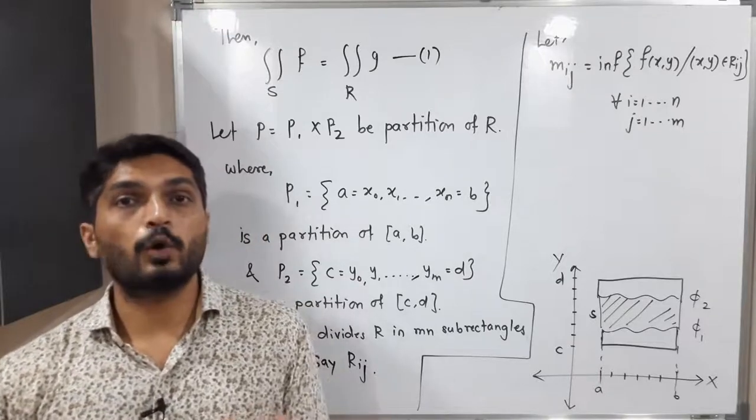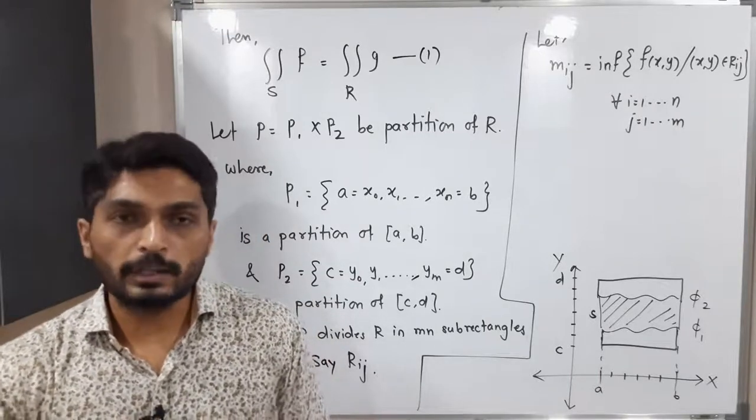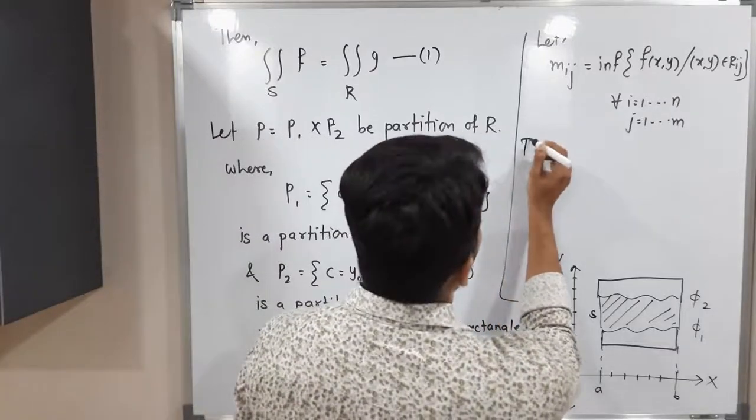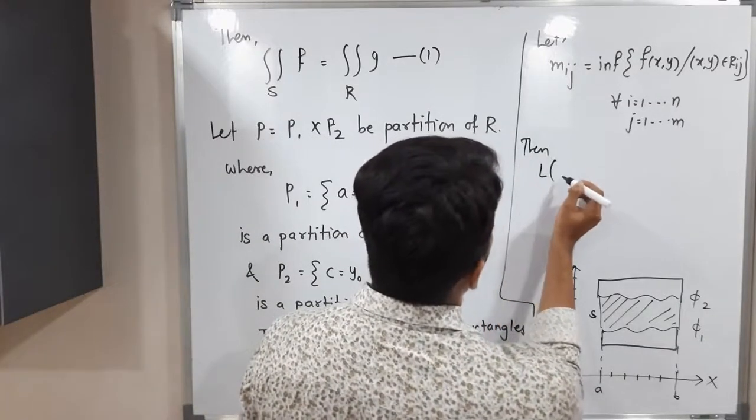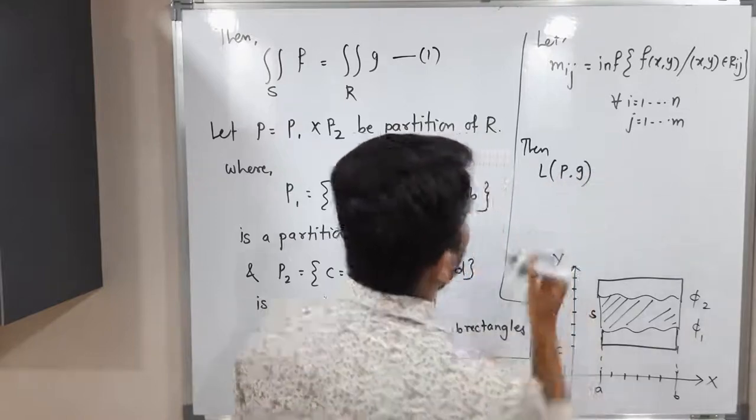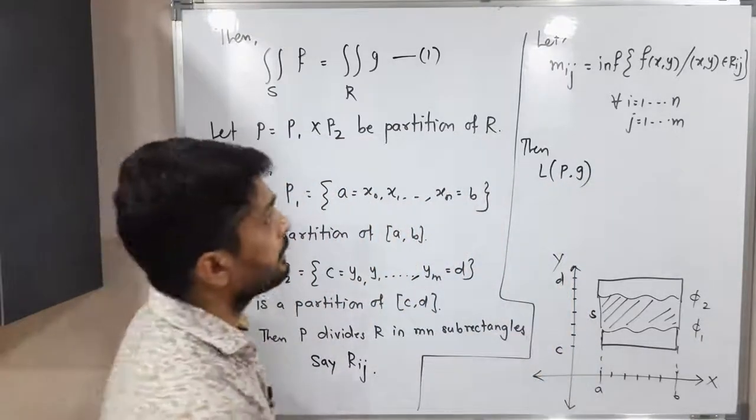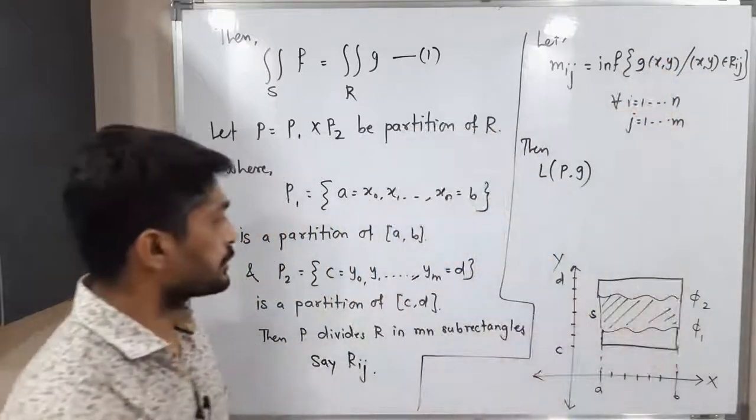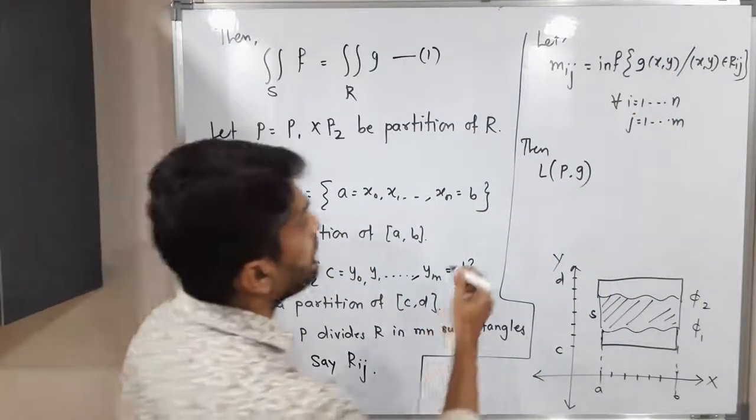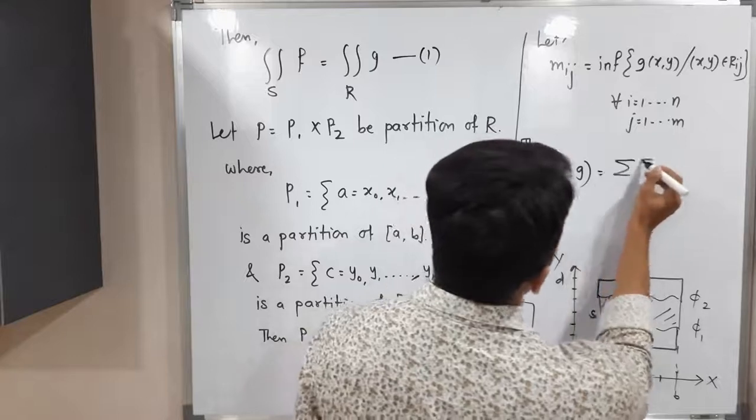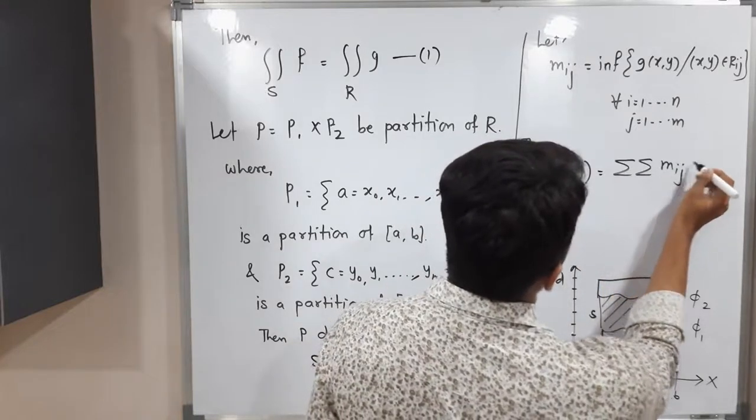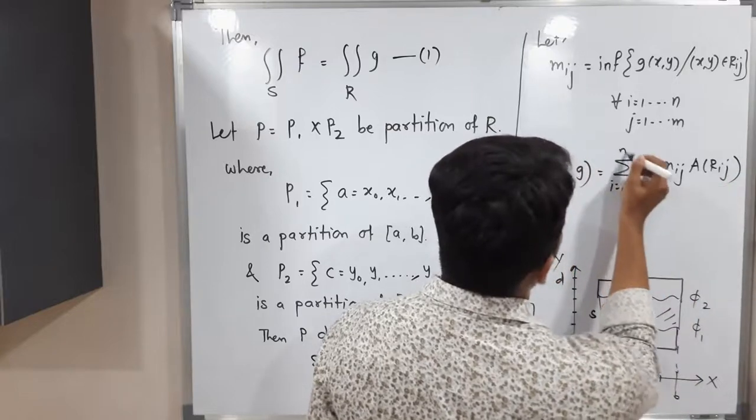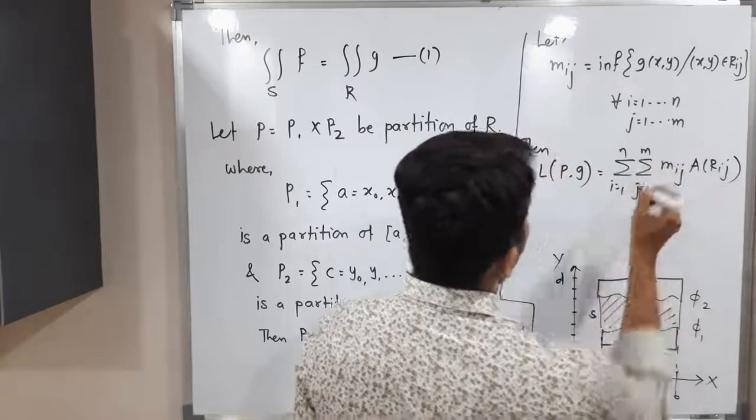After that, we will talk about lower sum. Will you tell me the definition of lower sum? I think we have already seen it in previous videos. Then lower sum we denote this way, L(P, g), since we are talking about function g, which we have defined now. So L(P, g) is equal to double summation of small mij times area of Rij, i running from 1 to n and j running from 1 to m.